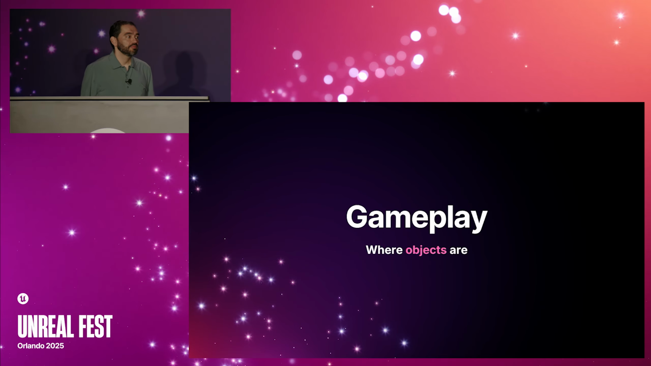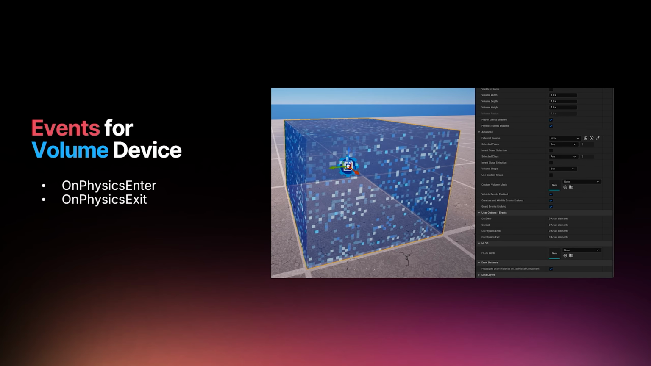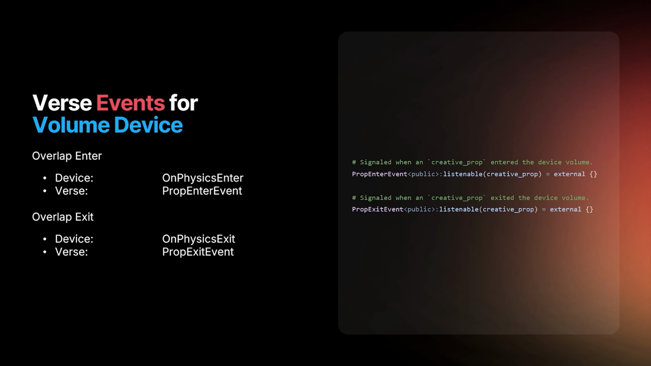Let's talk about gameplay. So in experimental, you're going to focus really on where objects are to facilitate gameplay. And you're going to do this with events for the volume device. We've added two new events, on physics enter and on physics exit. Those are usable by just the event in the editor. We also added Verse API as well.